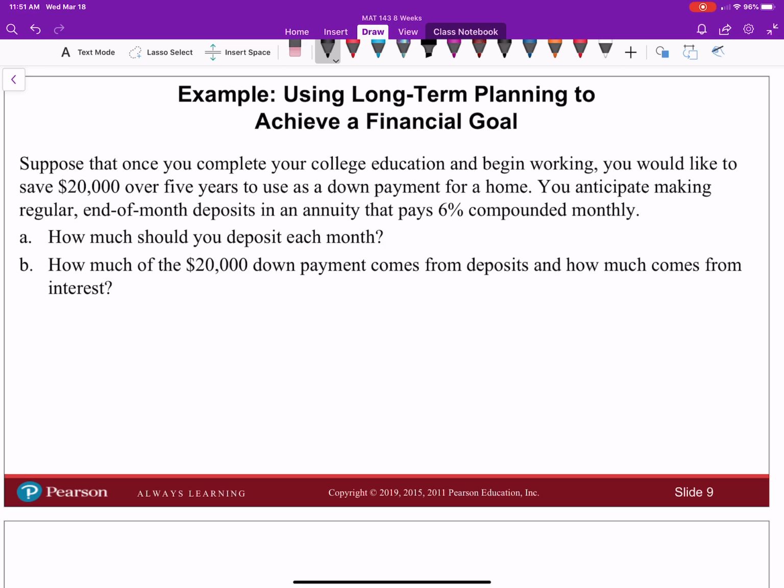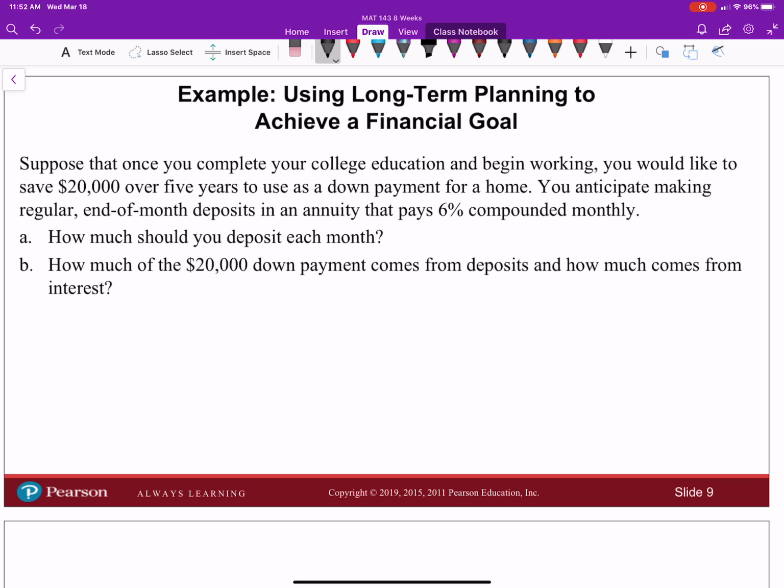It says, suppose once you complete your college education, you begin working, and you would like to save $20,000 over 5 years to use for a down payment for a home, anticipating a regular end-of-month deposit in an annuity that pays 6% compounded monthly. How much should you deposit each month? That's part A. How much of the $20,000 down payment comes from the deposit, and how much comes from the interest?